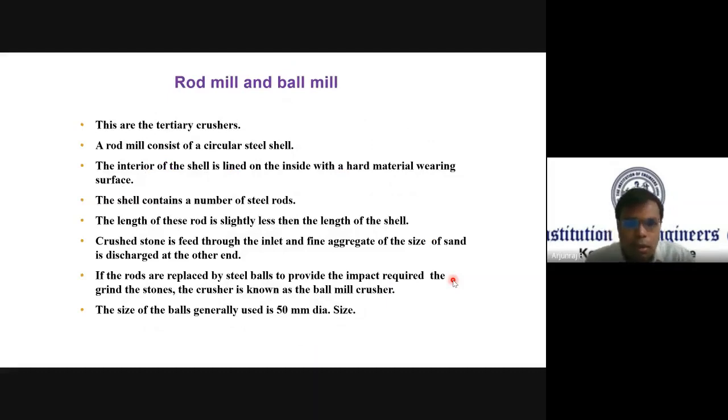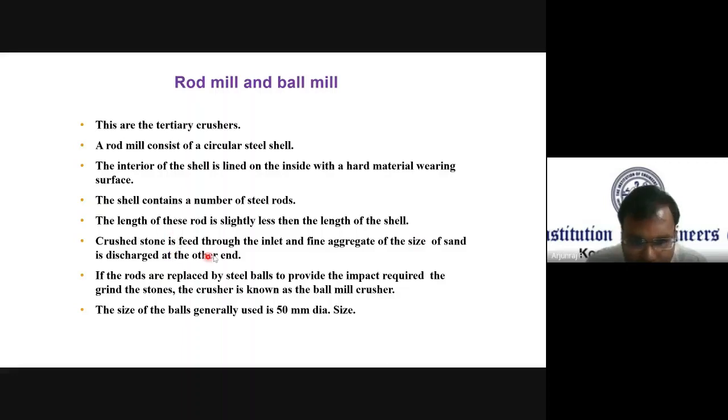You have the rod mill and then the ball mill. You can also use these for your construction purpose. These are called tertiary crushers. A rod mill consists of a circular steel shell, and the interior of the shell is lined with a hard material bearing surface, and the shell contains a number of steel rods. The length of these rods is slightly less than the length of the shell.